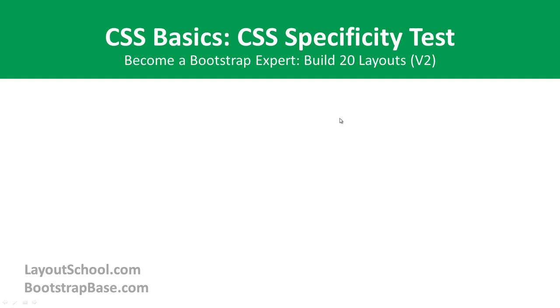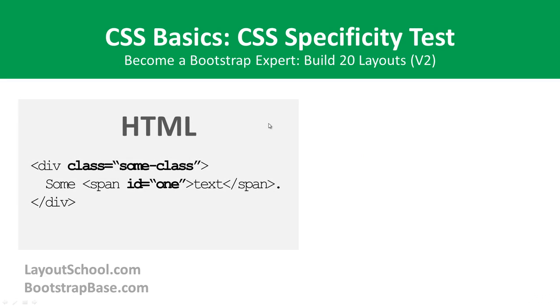Okay, so we have a simple quick test for CSS specificity, so try to give the answer before you actually see it on the screen. We've got this HTML snippet right here, and we've got a class of some-class, and we've got the ID of 1 inside this parent div. So we've got a parent div, then we've got some text, and finally the last word inside this fragment of text here is surrounded with its own HTML element. It's the span tag, and it's got the ID of 1.